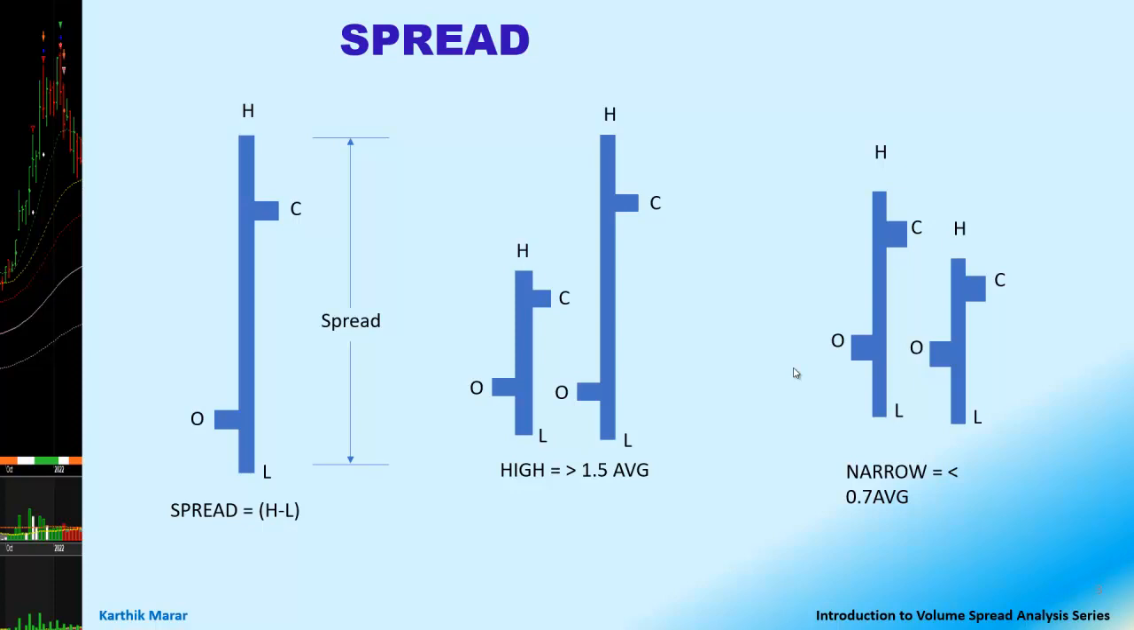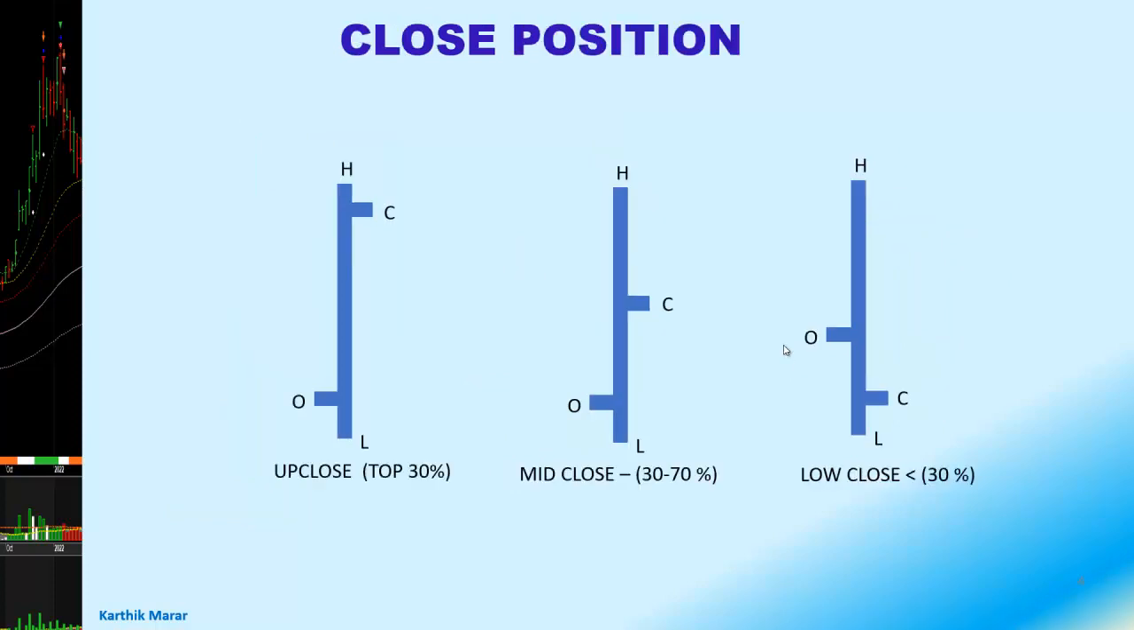Next, let's look at the close position. We will define 3 conditions for the close position. One is the up close, where the close happens in the top 30% of the bar. If the close is between 30 to 70% of the bar, then we will call it mid close. And if the close is less than 30% of the total bar length, then we will call it low close.